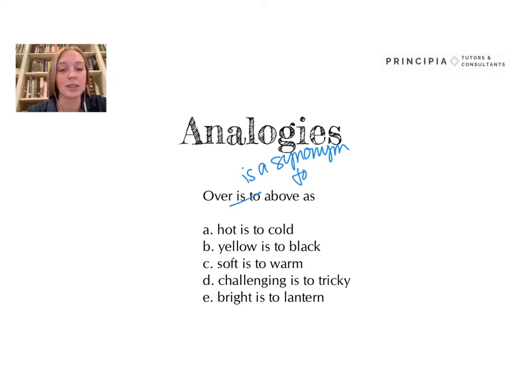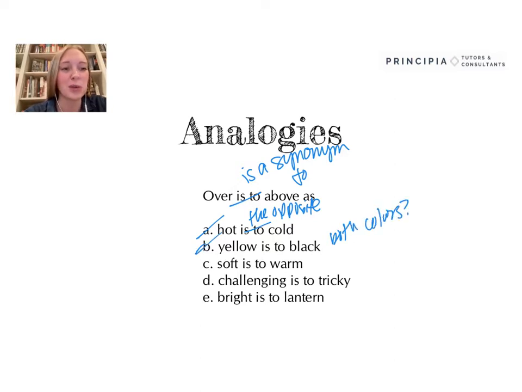Now, when I look at my answer choices, I'm going to see which answer choice fits that pattern. I could say blank is a synonym to blank, and it would still fit. So let's try that out for our questions. A, hot is to cold. Hot is, I would actually say, the opposite of cold. So that one doesn't fit. We can eliminate that. B, yellow is to black. This is even hard to create an analogy sentence with. Yellow and black are both colors.